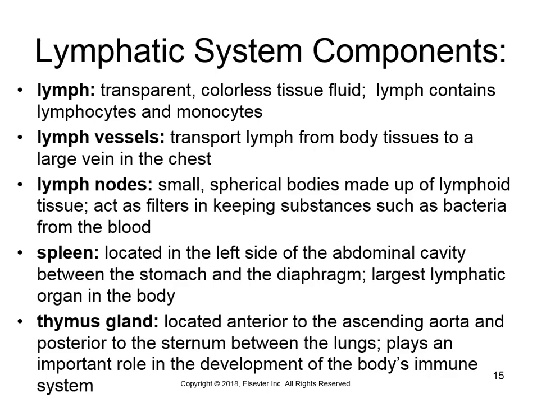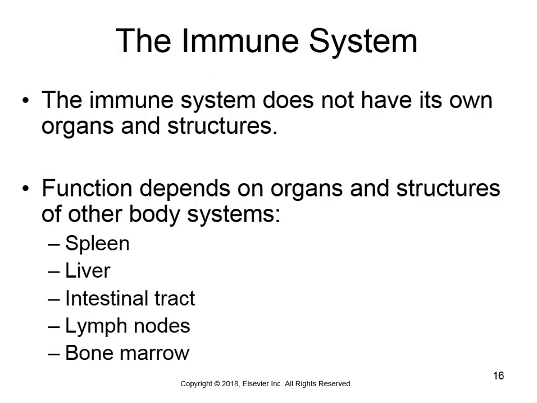Your thymus gland is located a little bit behind your sternum, right above the heart. And again, that's going to play in with the immune system. Especially when you're younger, between infancy and puberty, it helps develop that immune system.